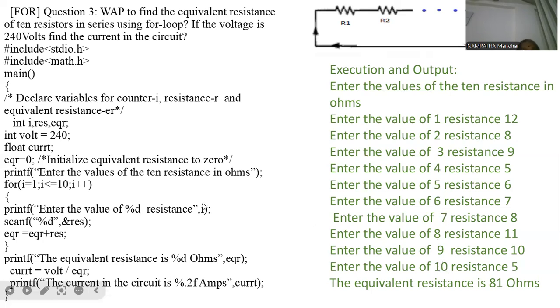When i becomes 10, the condition i less than or equal to 10 is met. So when i is incremented to 11, this condition becomes false. So it comes out of the for loop and then it executes this statement: the equivalent resistance of %d ohms is equal to EQR. That is, the equivalent resistance is 81 ohms. So this is how you will be using your for loop.